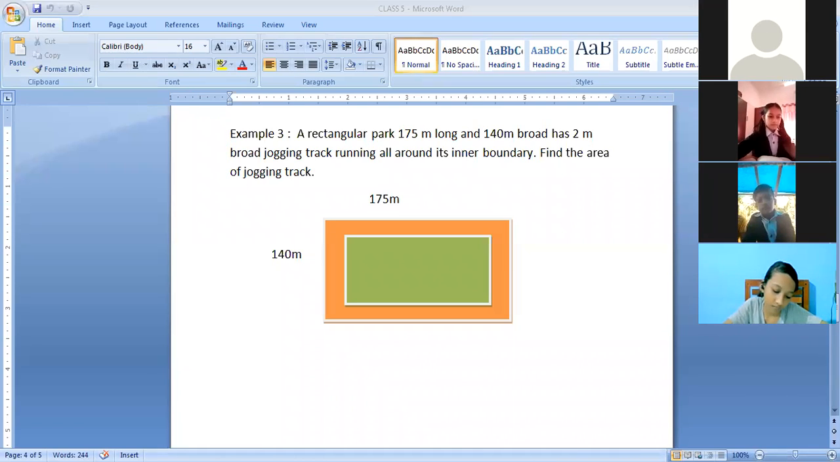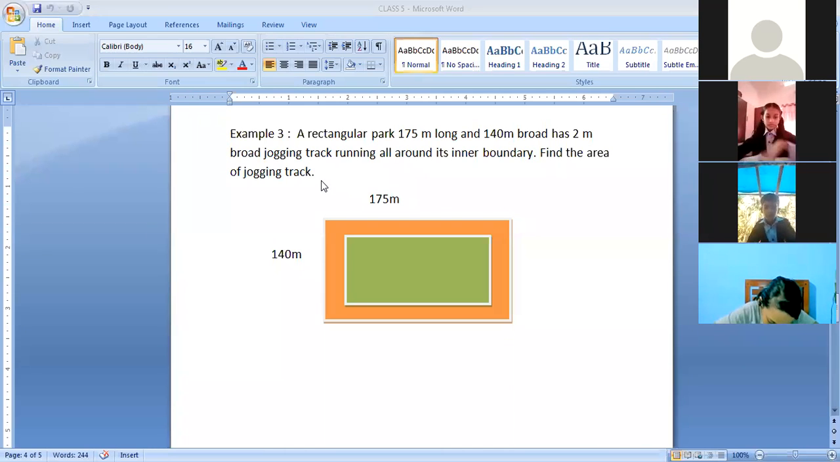pathways which are running all around the inner boundary. This is the question. There is a rectangular park 175 meter long and 140 meter broad. It has a 2 meter broad jogging track running all around its inner boundary. Find the area of the jogging track.